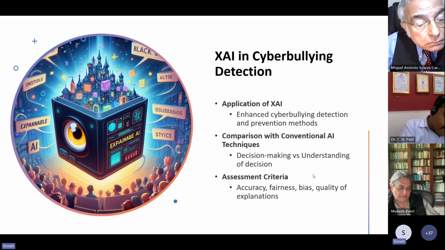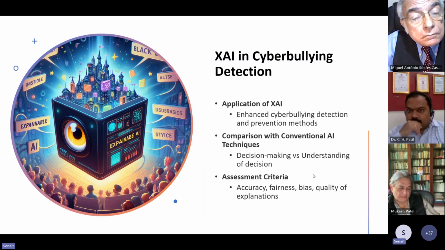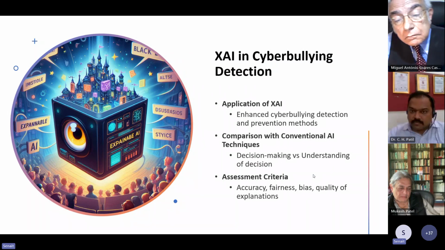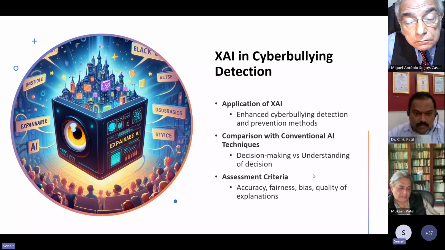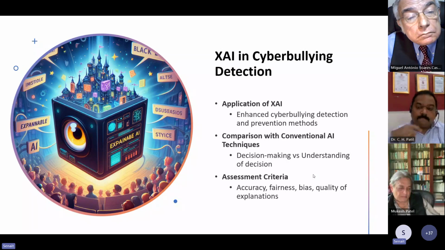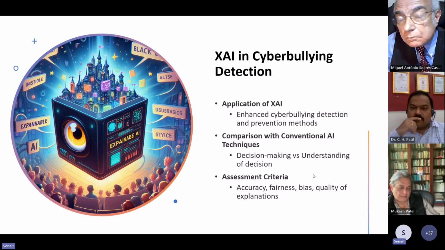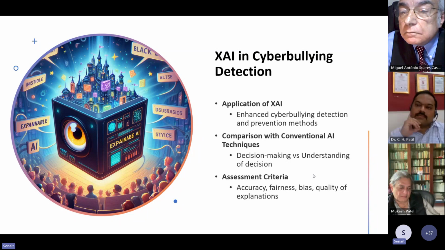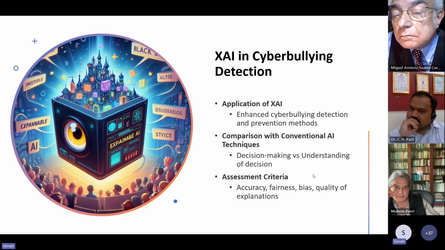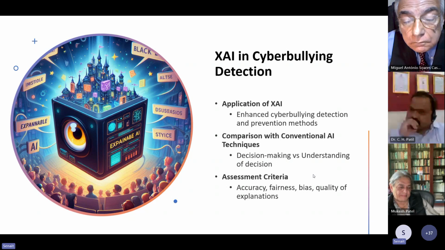Finally, let's talk about the assessment criteria and datasets crucial for cyberbullying identification. The effectiveness of any AI system, explainable or not, depends heavily on the quality and the relevance of the data it's trained on. For cyberbullying detection, this means using datasets that accurately represent the diverse forms of bullying behaviors across various platforms. These datasets need to encompass different languages, cultural contexts, and communication styles to ensure the AI's effectiveness across a broad spectrum of scenarios. Moreover, the assessment criteria for those models must include not just accuracy, but also fairness, bias, and the quality of the explanation provided by the system.